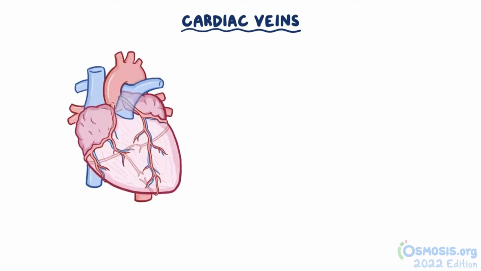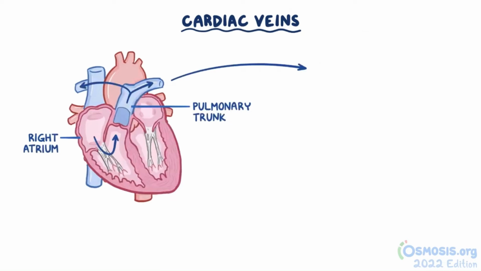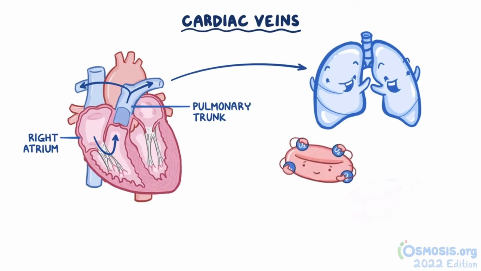The blood then gets pumped from the right atrium to the right ventricle, through the pulmonary trunk, and finally the lungs, where the red blood cells can pick up oxygen and dump off carbon dioxide.